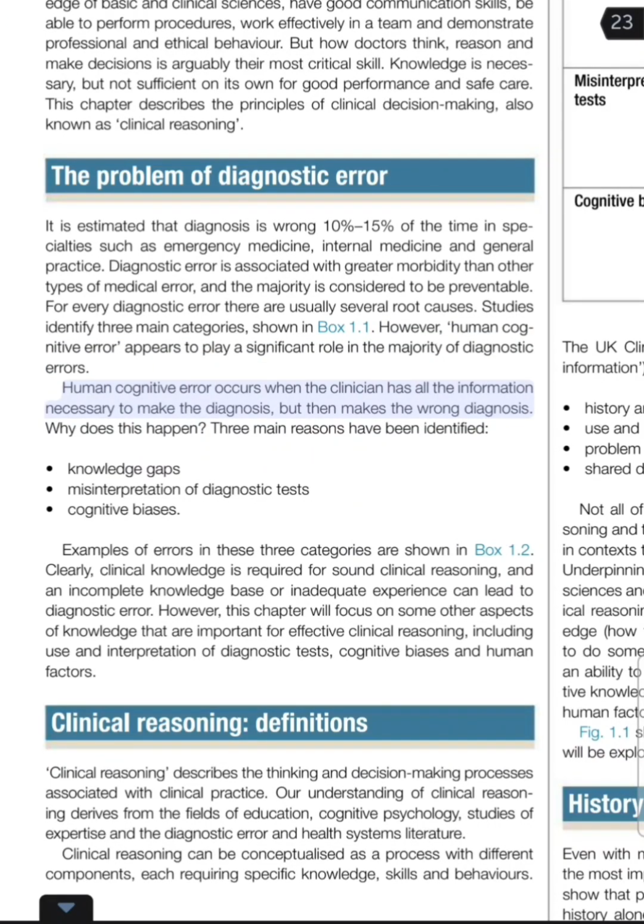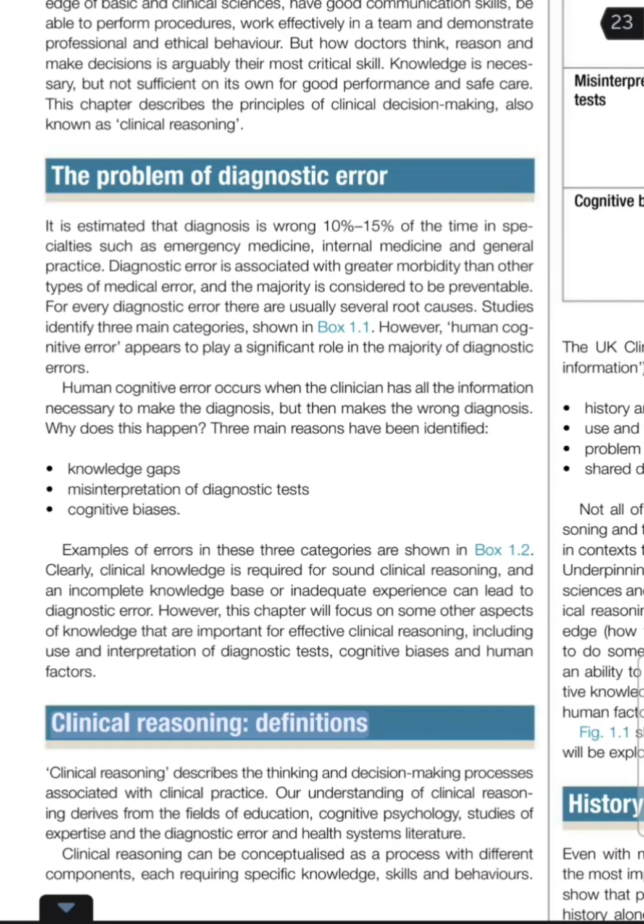Human cognitive error occurs when the clinician has all the information necessary to make the diagnosis, but then makes the wrong diagnosis. Why does this happen? 3 main reasons have been identified: knowledge gaps, misinterpretation of diagnostic tests, and cognitive biases. Examples of errors in these 3 categories are shown in box 1.2. Clearly, clinical knowledge is required for sound clinical reasoning, and an incomplete knowledge base or inadequate experience can lead to diagnostic error. However, this chapter will focus on some other aspects of knowledge that are important for effective clinical reasoning, including use and interpretation of diagnostic tests, cognitive biases, and human factors.